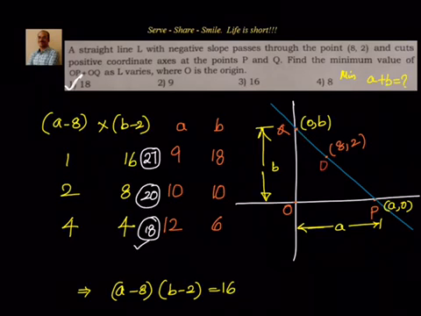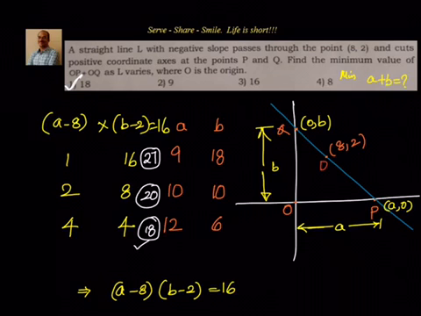So let's recap what we have done. We have been given that a straight line L with negative slope passes through the point (8, 2) and cuts the positive coordinate axes at points P and Q. We said they are A and B. Now we know A is the intercept, so (A, 0) is a point and (0, B) is another point. We have to find the minimum value of A plus B. So (0, B), (8, 2) and (A, 0) are all part of the same line, so they should have the same slope. From that we get the condition that (A minus 8) into (B minus 2) is equal to 16.